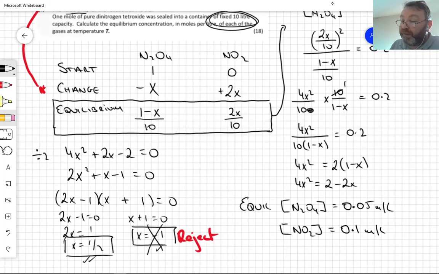And that's what the question asked. Calculate the equilibrium concentration in moles per litre of each of the gases at temperature. And there they are. So look, that's the third question in that set of questions I gave you the other day. It shows you how to utilize the size of the container when it's greater than 1.